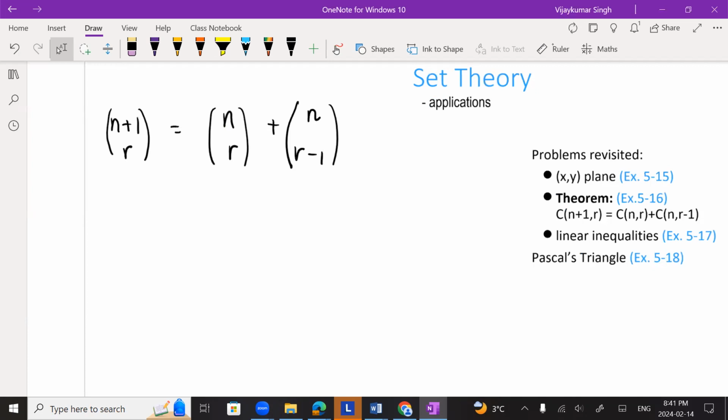So if you do it by algebra, what do you have? Let's start with the RHS, and we want to show the RHS is the same as the LHS. The reason for starting with the RHS is that it is slightly more complicated than the LHS.